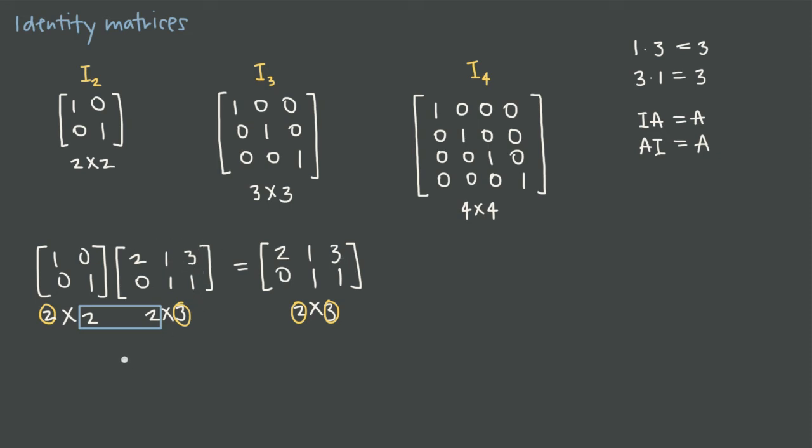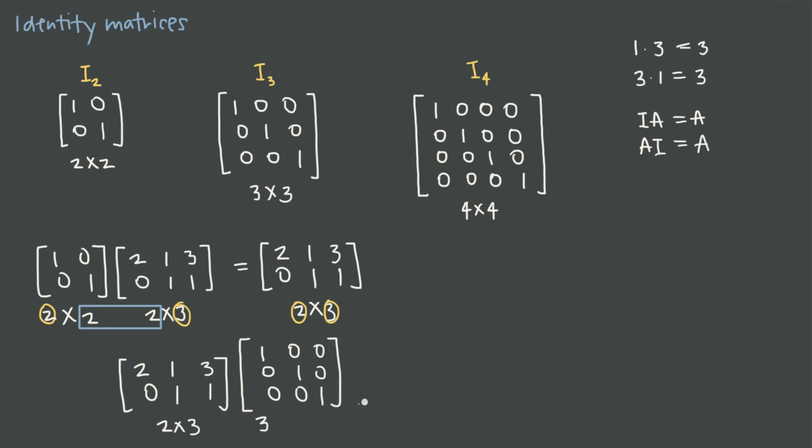Now, if I do this the other way, I start with the same matrix, 2, 1, 3, 0, 1, 1. And I multiply this by the identity matrix. I know that my dimensions here are 2 by 3. So if I'm going to multiply by a matrix, I know I'm going to need 3 rows in the second matrix. So I'm going to have to use the 3 by 3 identity matrix, 1, 0, 0, 0, 1, 0, 0, 0, 1. And then the result should be this same 2 by 3 matrix here. So I can see that my dimensions here match. That's how I got this 3 in the first place. I knew it had to be equal to this 3.